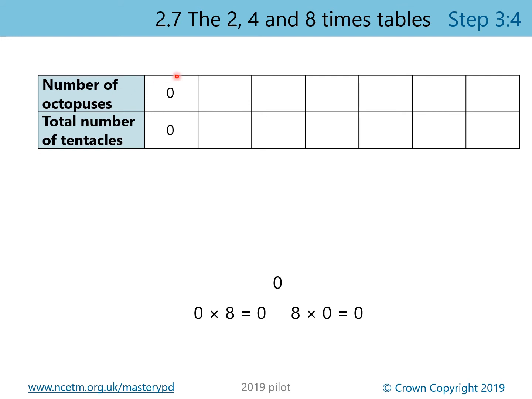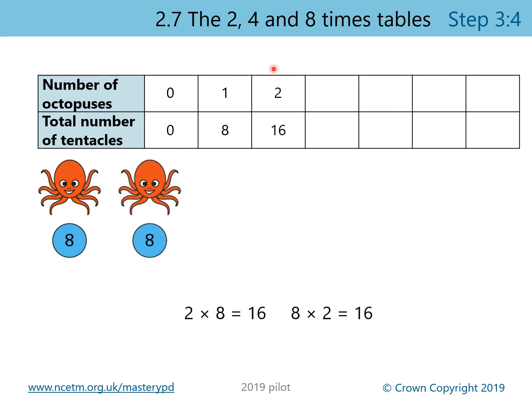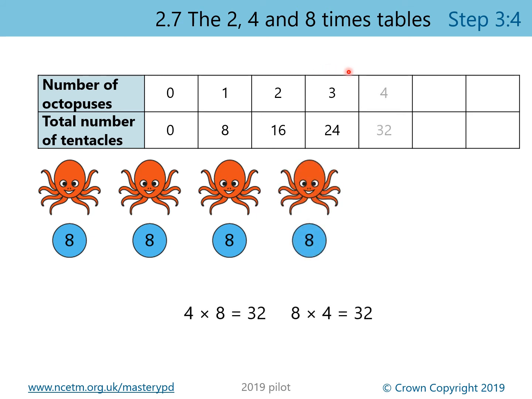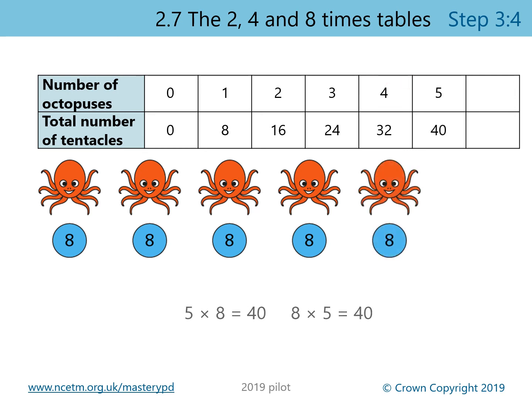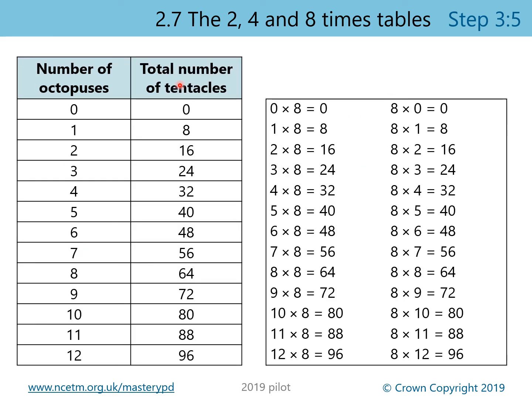So we know if there were 0 octopuses, oh, well, there'd be 0 tentacles. If there's 1 octopus with 8 tentacles, there would be 8 tentacles. 2 octopuses, there would be 16 tentacles. 3 octopuses, there would be 24. 4 octopuses, 32 tentacles. 5 octopuses, 40 tentacles. And 6 octopuses, 48 tentacles. And if we kept on going with using the octopuses and the tentacles, we will build up the whole of the 8 times table. And we also have the 8 times table over here, so let's have a go at saying that all together then.